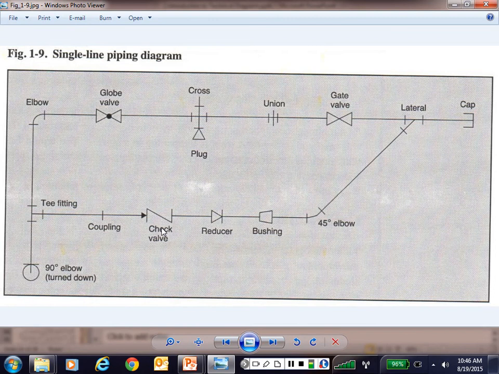So I'd go out and make some measurements, figure out how much pipe I needed, and then I know I need one elbow, I need one globe valve, I need one gate valve, I need a union, I need a crossover, I need a lateral, I need a cap on this end so I can expand my system later on, I need an elbow, I need some bushings, a reducer, a check valve, a coupling, and then a T. And then I know exactly what I need to buy. Right? You understand? And I think we're getting it.